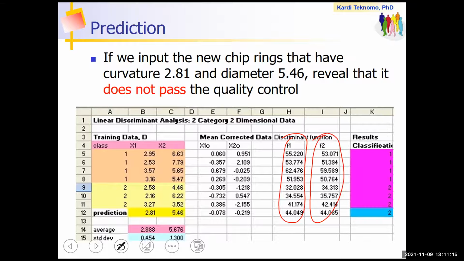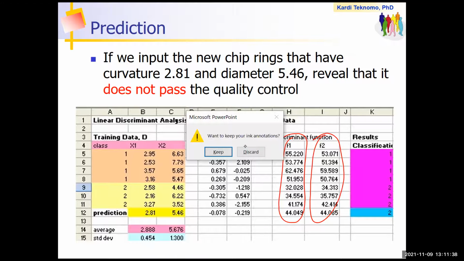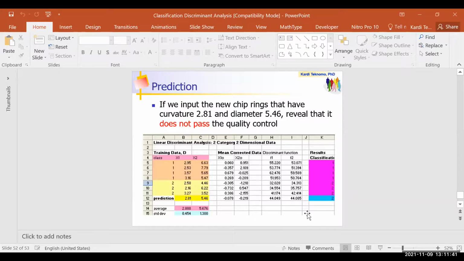for each class. And then how do you classify? You take the maximum among F1 and F2. If F2 is larger, then you put it as 2. If F1 is larger, then it's group 1. Do you get the idea or not? 1 and 2 is whether it passes or not. The last column is the result of classification, the class column, the 1 and 2.